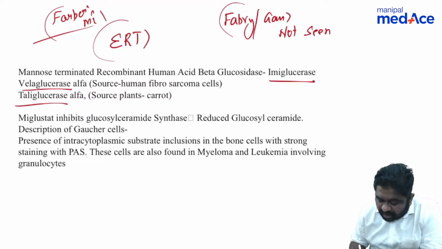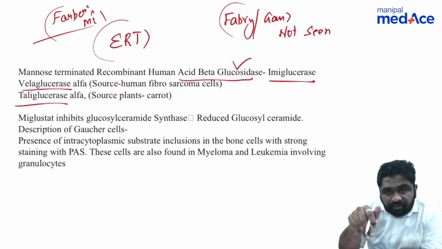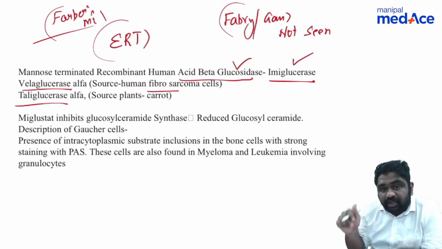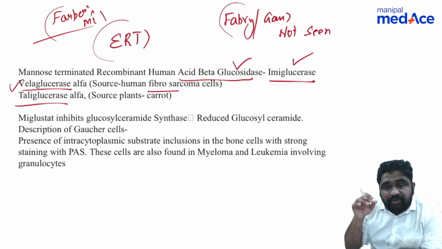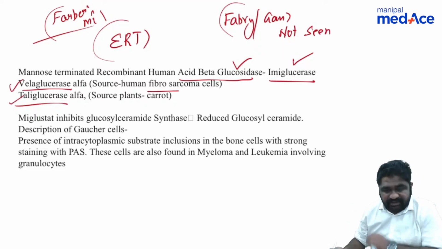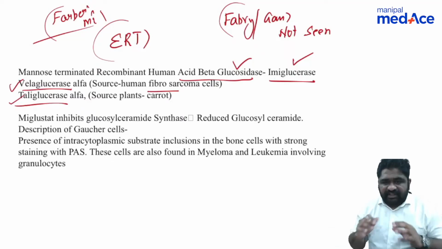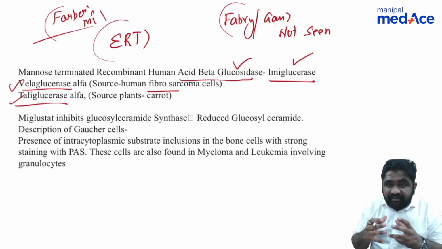See, acid beta glucosidase, if you offer to the patient, it is imiglucerase. If you take it as a source from human fibrosarcoma cells, it is velaglucerase. If it comes from carrot plant cells, it is taliglucerase. These are all treatments where you are replacing the enzyme itself. What else can be given? See, to treat Gaucher's disease, what else can be given?